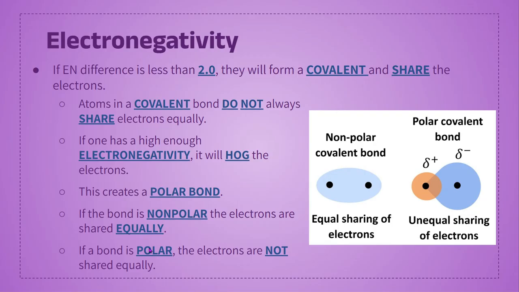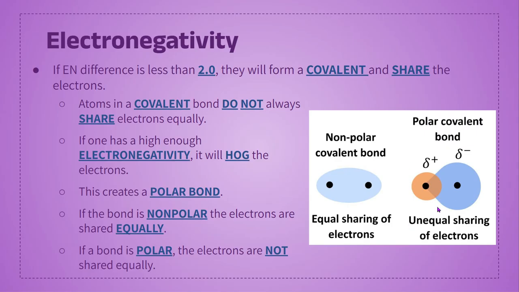A polar bond is any time that the electronegativity difference is between 0.5 and 1.9. If the electronegativity difference is 0.4 or less, we're going to classify that as a nonpolar bond. And what happens in a nonpolar bond is the electrons are shared equally. In polar bonds, the electrons are not shared equally.